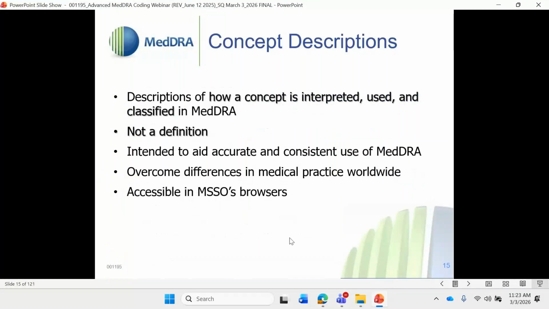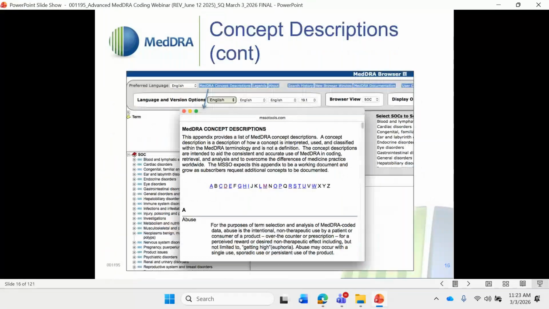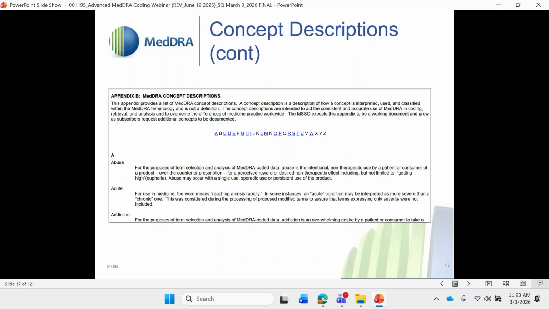And here's a screenshot of what I just showed you: in the MedDRA web-based browser, there's a blue clickable box at the top dedicated to MedDRA concept descriptions. Okay, and here we're showing you that it's in alphabetical order. So if you are curious if a particular concept is defined, you can look at it alphabetically.